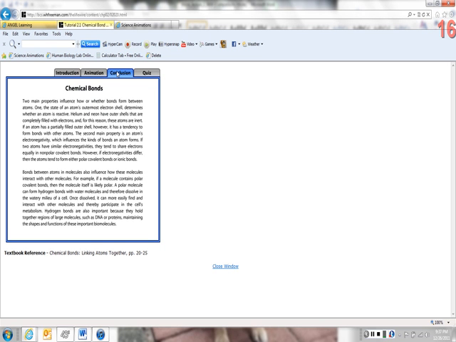Two main properties influence how or whether bonds form between atoms. One, the state of an atom's outermost electron shell determines whether an atom is reactive. Helium and neon have outer shells that are completely filled with electrons, and for this reason these atoms are inert. If an atom has a partially filled outer shell, however, it has a tendency to form bonds with other atoms. The second main property is the atom's electronegativity, which influences the kind of bond an atom forms.